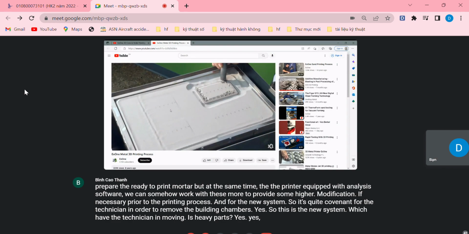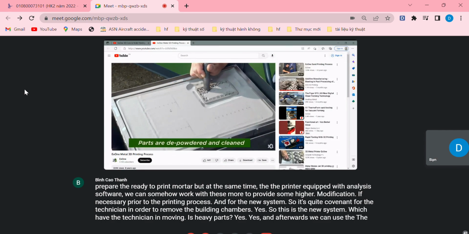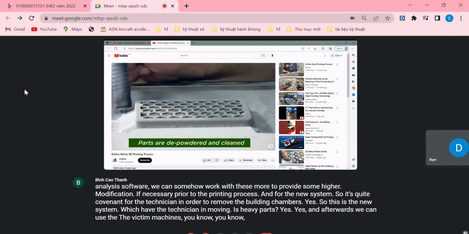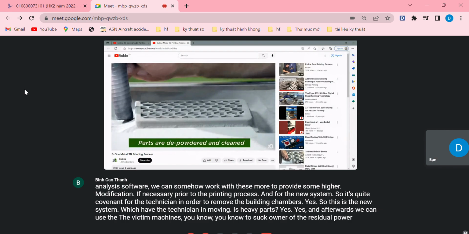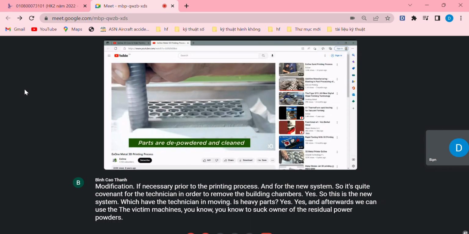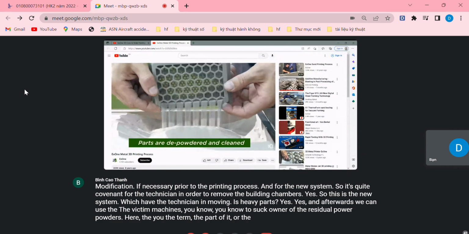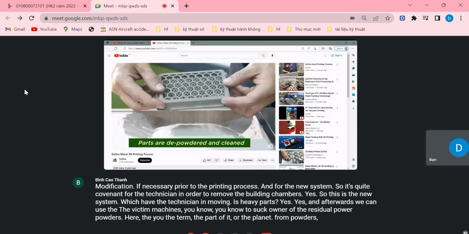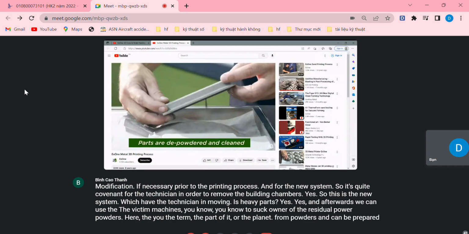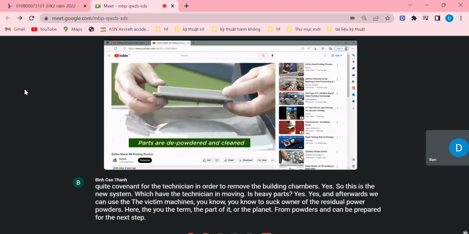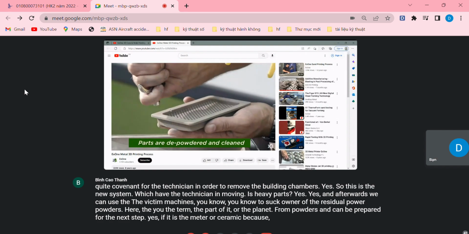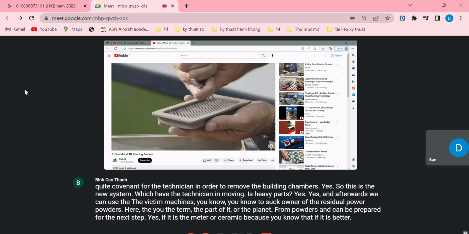And afterwards, we can use the vacuum machines to suck all of the residual powders. Or here they use the term powder removed, or cleaned from the powders, and the part can be prepared for the next step. If it is polymeric material, we can leave the part here.